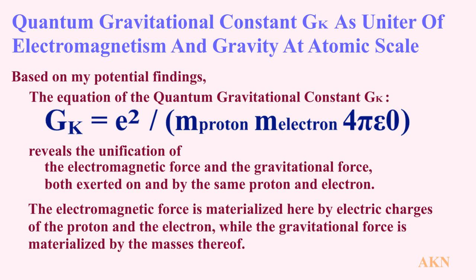Based on my potential findings, the equation of the quantum gravitational constant GK presented here reveals the unification of the electromagnetic force and the gravitational force, both exerted on and by the same proton and electron. The electromagnetic force is materialized here by the electric charges of the proton and the electron, while the gravitational force is materialized by the masses thereof.